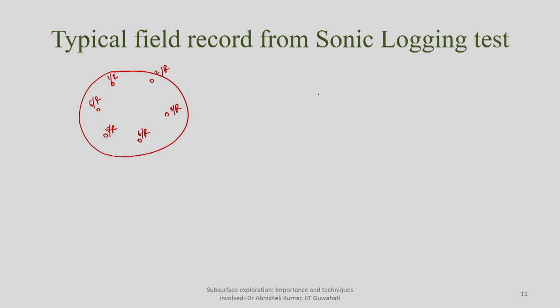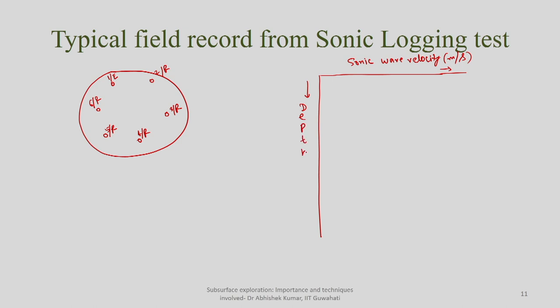And now, a typical field record, as I mentioned, will be something like sonic wave velocity, typically in feet per second or meter per second, increasing in this direction, and in this direction it will be depth, typically in meter, where the maximum value you can consider maybe the pile length or the length of the PVC tube which is available beneath the pile. Now, you started doing the test, so this was maybe your pile length.